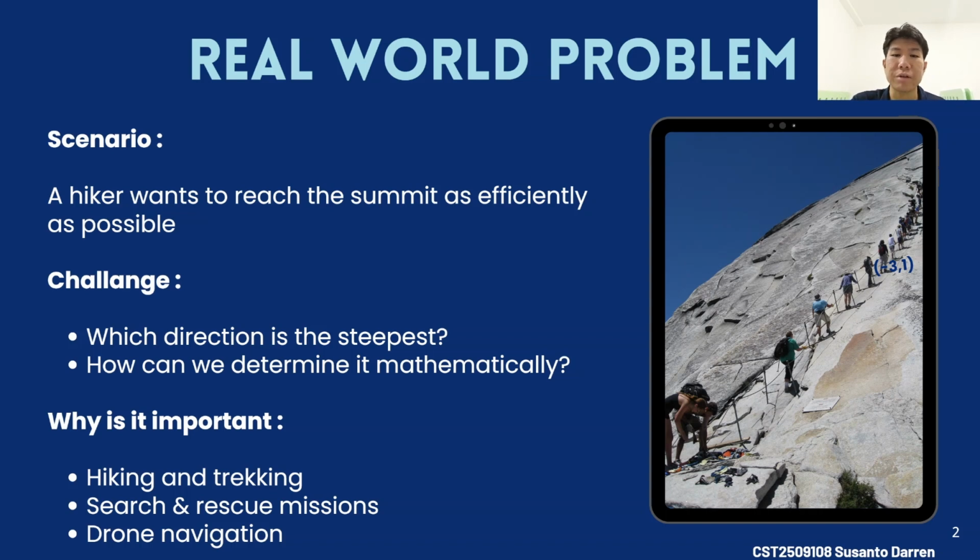Although it may seem like you could simply choose any uphill path, there is actually one direction that gives the greatest increase in elevation. This problem is not only important for hikers, but also has many real-world applications. For example, rescue teams need to determine the fastest route to reach people in mountainous areas. Drones use terrain information to plan efficient flight paths, and geographic information systems, or GIS, use similar mathematical techniques to analyze landscapes. Therefore, understanding the steepest path has many practical uses beyond hiking.